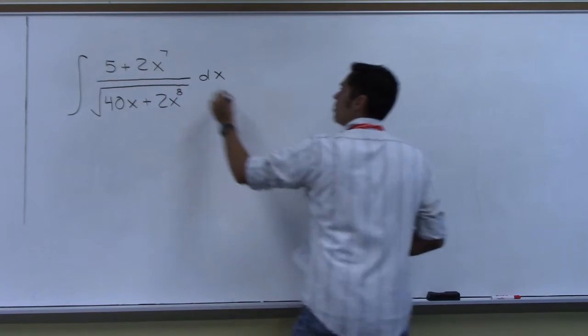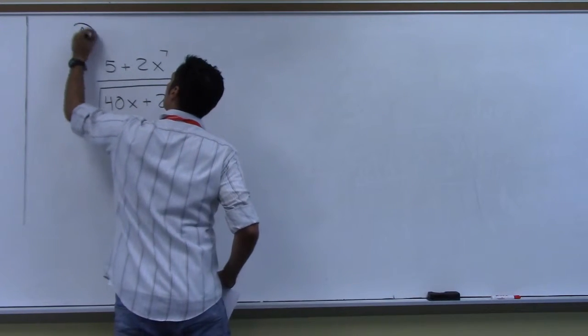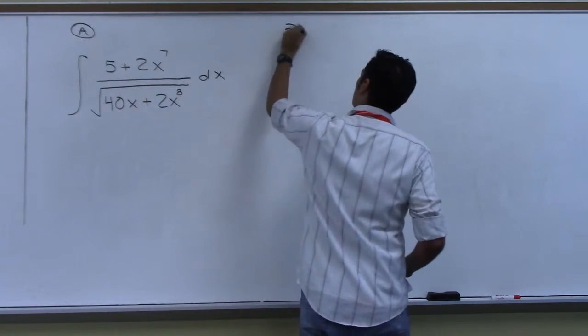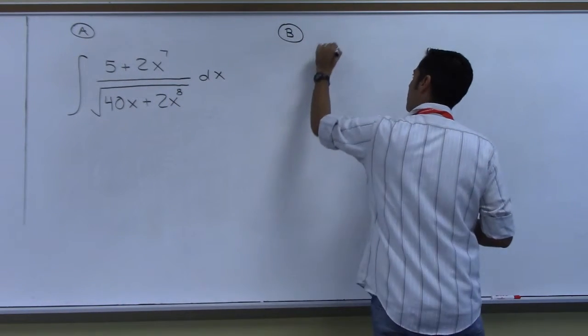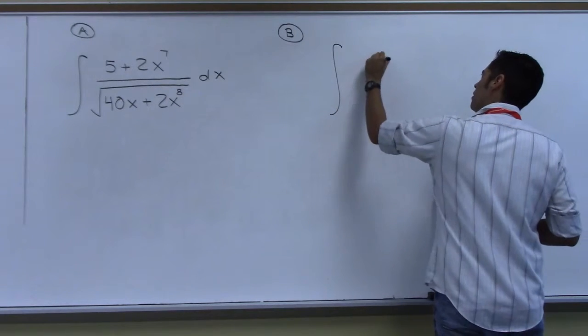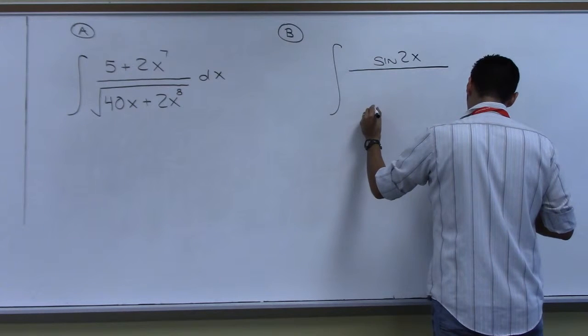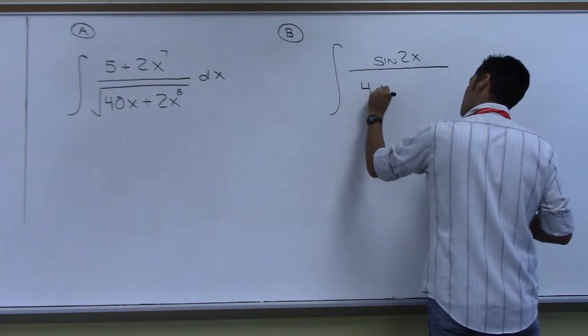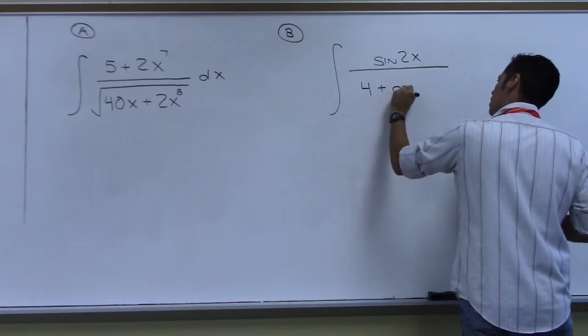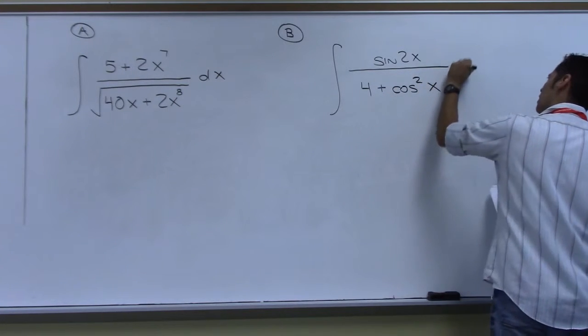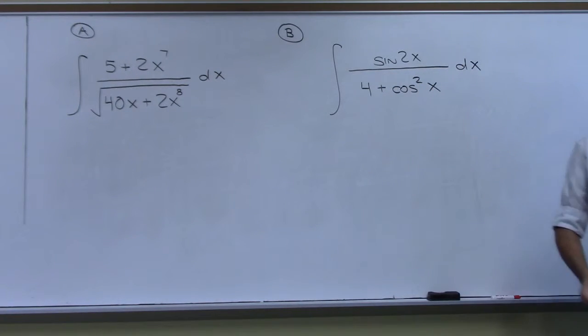The next one, so we'll call this problem A. Problem B is integral sine 2x over 4 plus cosine squared x dx. I'm going to give you about 10 minutes to see how far y'all can get with those two problems. All right? You're free to help each other out, work with each other.